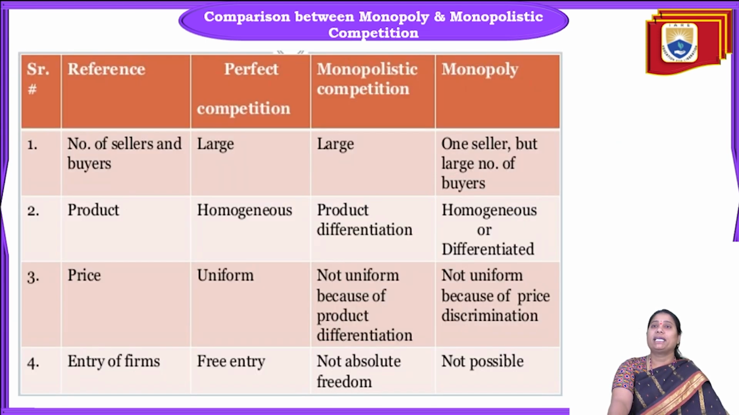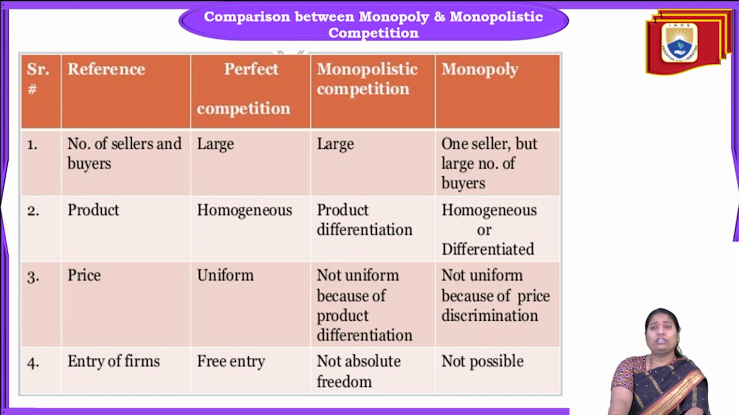So that's why, if we have seen perfect competition, monopolistic competition and monopoly, the number of sellers and buyers are larger in perfect competition as well as in monopolistic competition. But in monopoly, there is one seller and a larger number of buyers, and products are all homogeneous in both monopoly and perfect competition. But there is product differentiation in monopolistic competition.